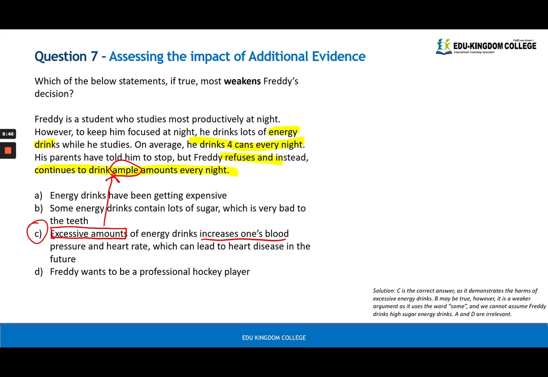Now, B is very close. B is also to do with health and how it has negative health impacts. But this word 'some' is a bit contradictory. We don't know if the drinks included in the 'some' energy drinks in the statement are the exact ones that Freddie drinks. So it's not as strong as C.